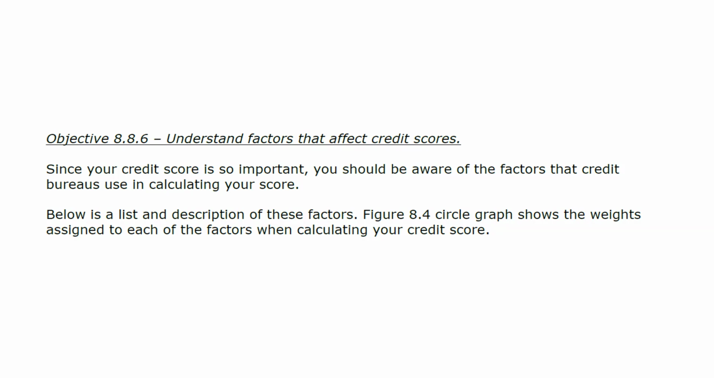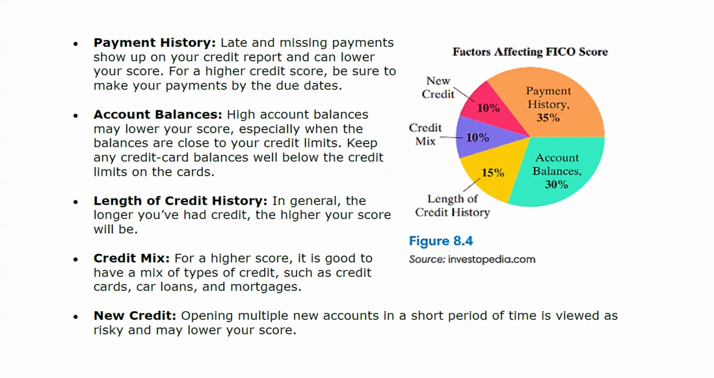And lastly, objective 6, understand factors that affect credit scores. Since your credit score is so important, you should be aware of the factors that credit bureaus are using in calculating your score. Next we're going to go through a list and description of these factors. The circle graph that you will see shows the weights assigned to each of the factors when calculating your credit score. So first we have our payment history.